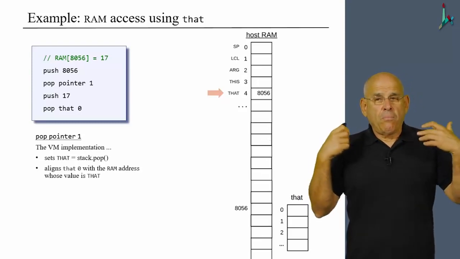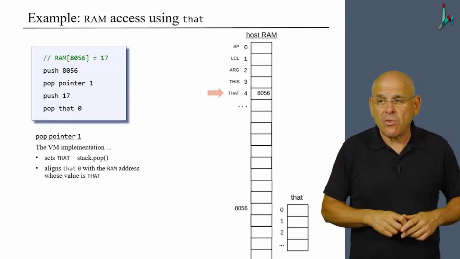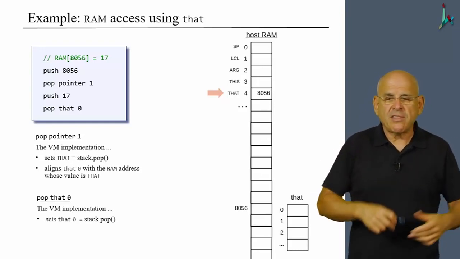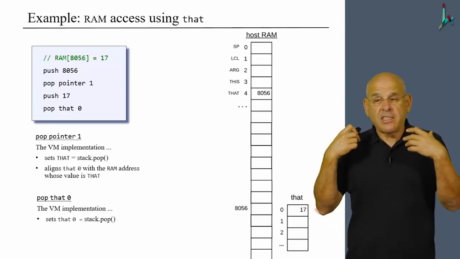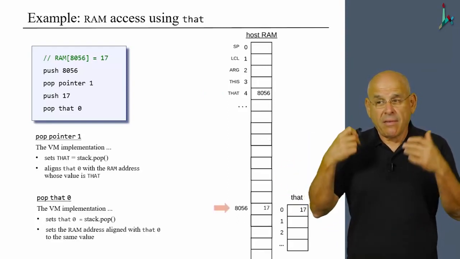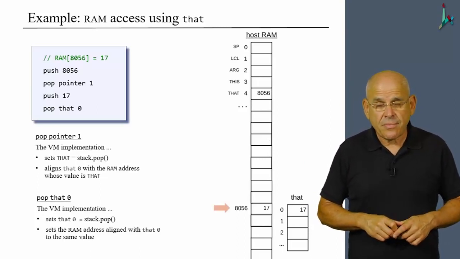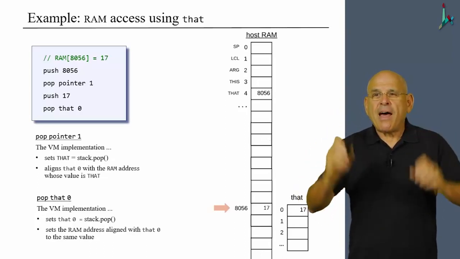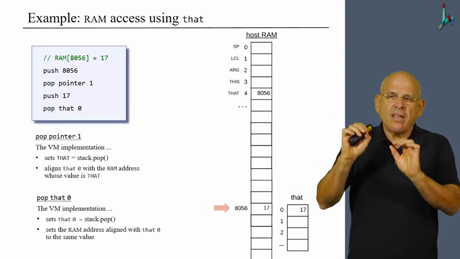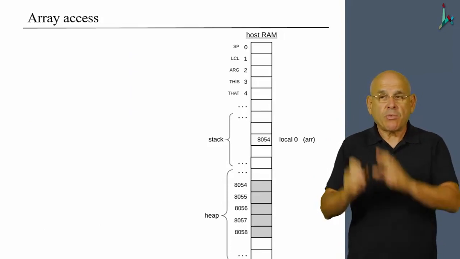And once we do this, we can start manipulating the that segment. In particular, we can push 17 onto the stack. That's the number that we want to put in the desired address, and pop it into that 0. Once we do this, the VM implementation will effect the pop. It will put this value into that 0. And as an extremely important side effect, virtually speaking, it will set the actual address in the RAM to the desired value, 17. And with that in mind, we can now move on and talk about how we can use this logic and generalize it in order to achieve array access. And that's what we'll do now.